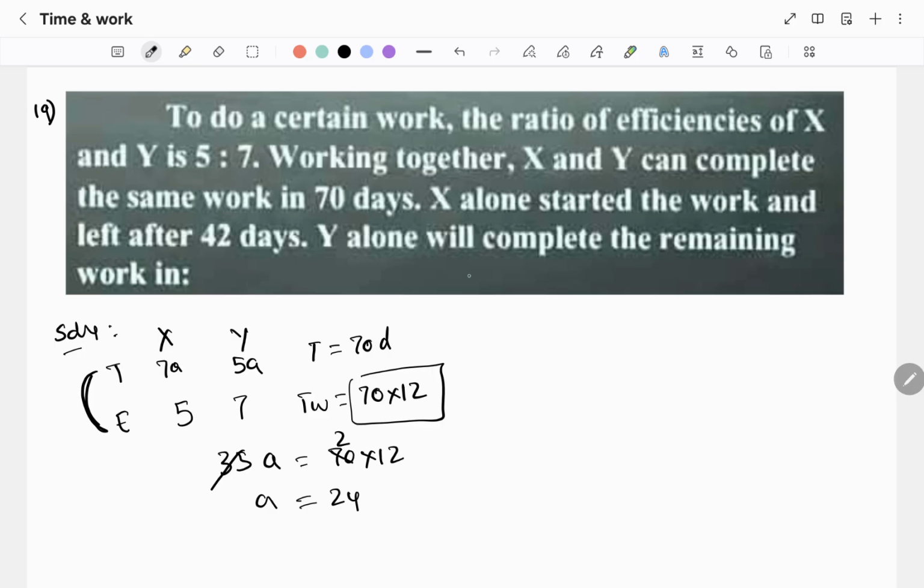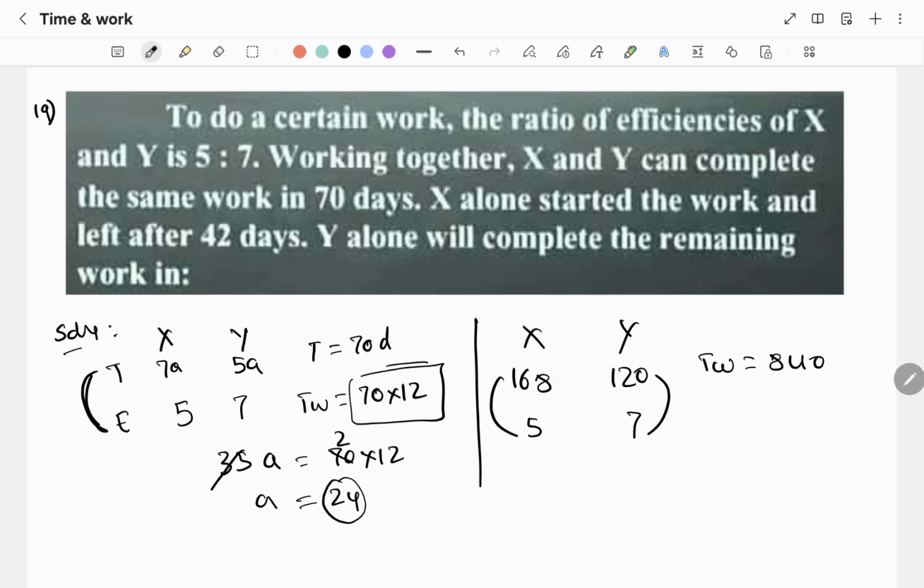Then they are asking Y alone will complete the remaining work. Now take that X is 7A. 24 into 7 is 168 and 24 into 5 is 120. So it is 5 and 7. So what they are asking, Y alone will complete the remaining part of the work. So the total work is 840, 70 into 12, or otherwise if you multiply these both, 840.